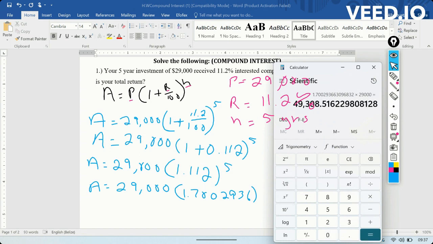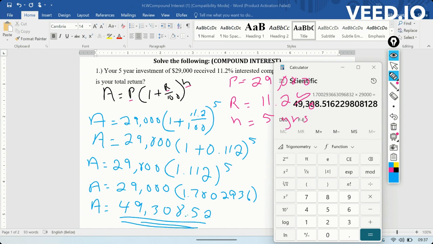And when I do 29,000, you can see that the amount that I will be receiving at the end of 5 years is gonna be 49,308 with 52 cents. Since we know that it is money, we just take it to two decimal places, right?